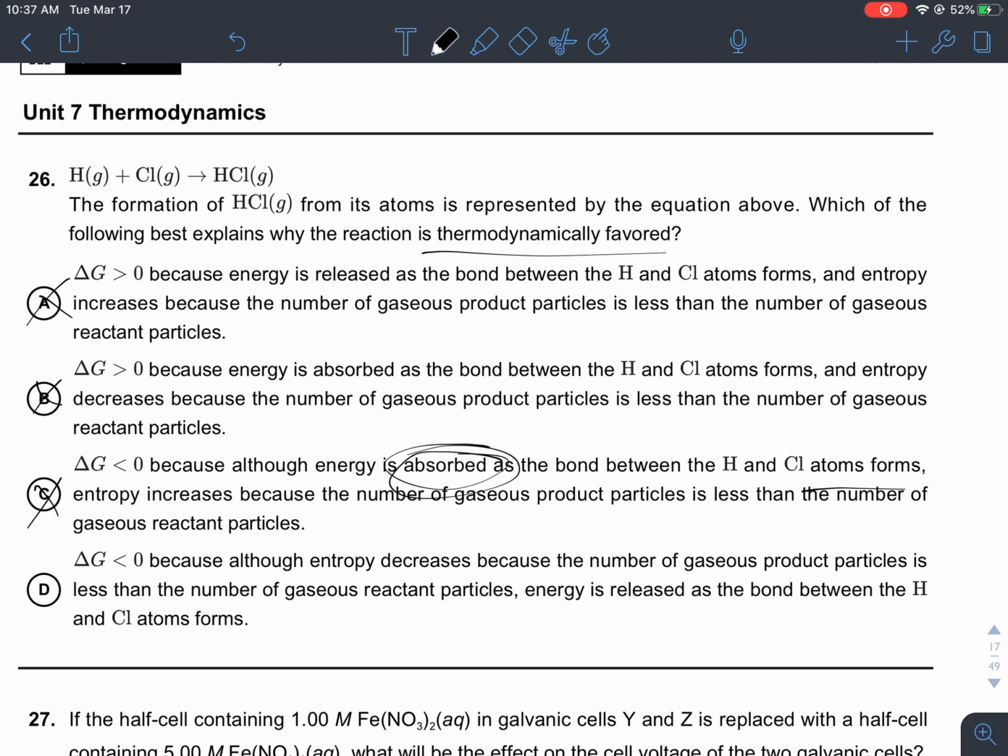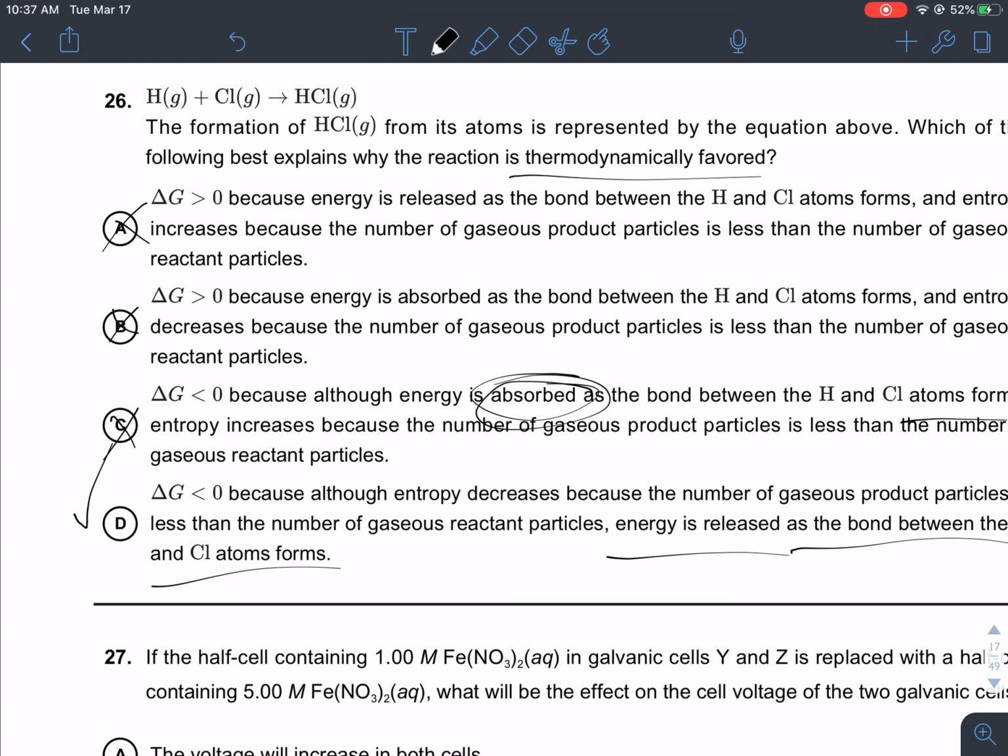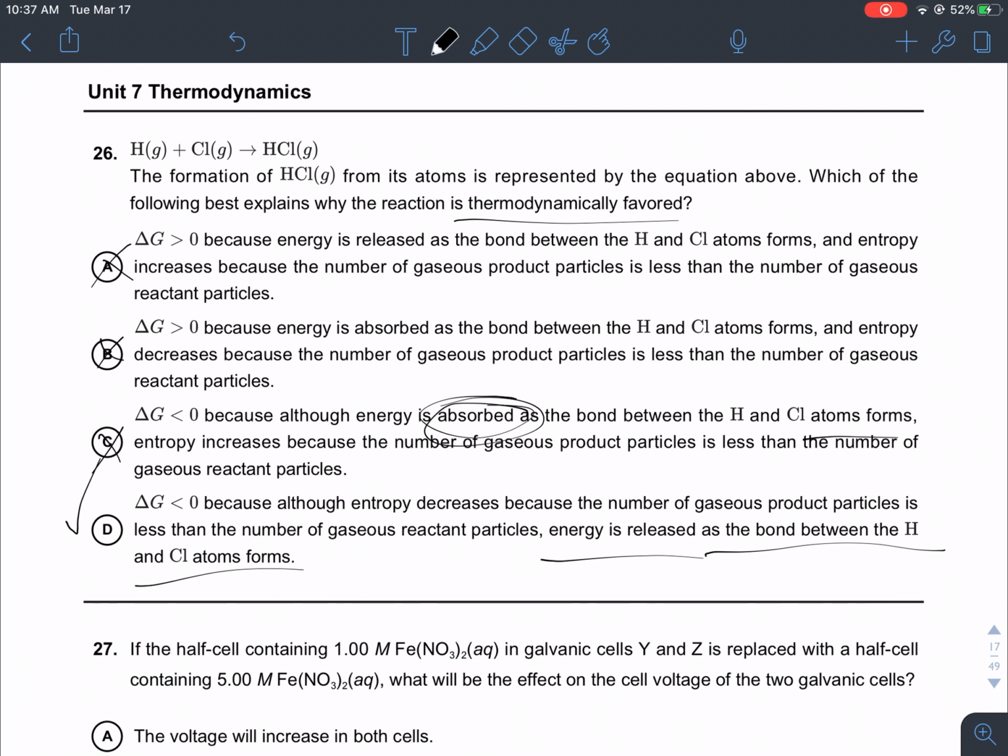Delta G is less than 0 because although entropy decreases, it does decrease because you have two gases becoming one gas. Because the number of gaseous product particles is less than the number of gaseous reactant particles. Energy is released, yes, it is exothermic as the bond between H and Cl forms. So just remember that formation of bonds is exothermic. The correct answer is D. That's a lot to read, but hopefully I'm giving you guys ways to get through it kind of quickly.